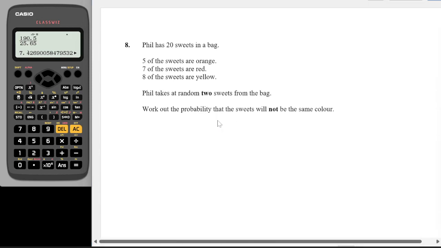Okay, and question 8. Phil has 20 sweets in a bag. 5 of the sweets are orange, 7 of the sweets are red, and 8 of the sweets are yellow. Phil takes at random 2 sweets from the bag. Find the probability that the sweets will not be the same colour.